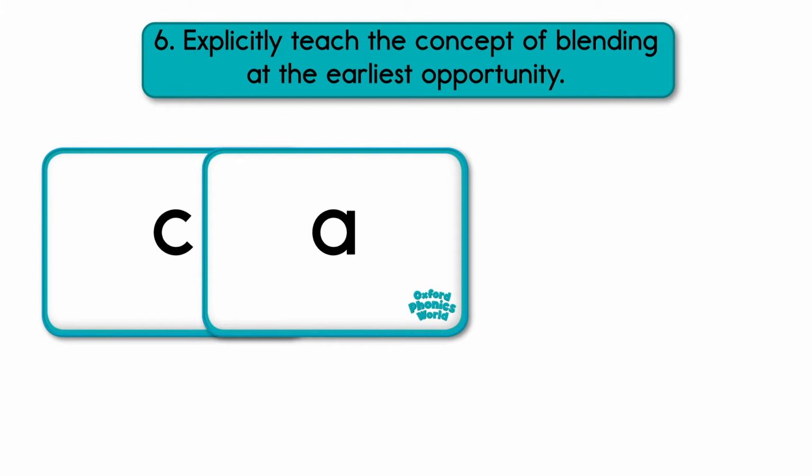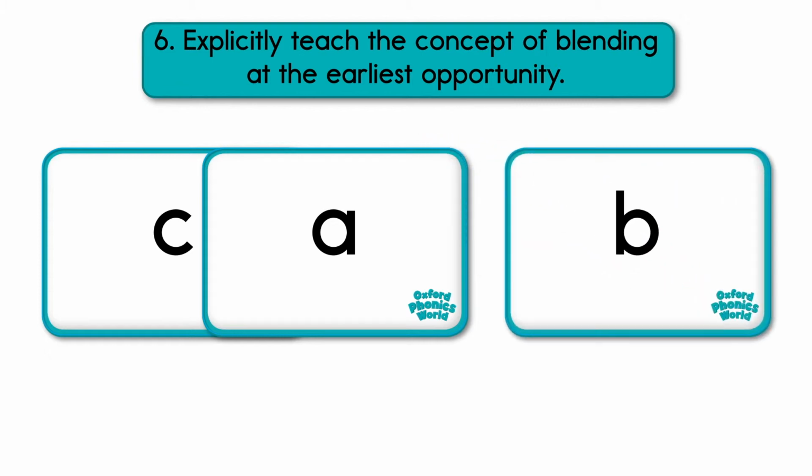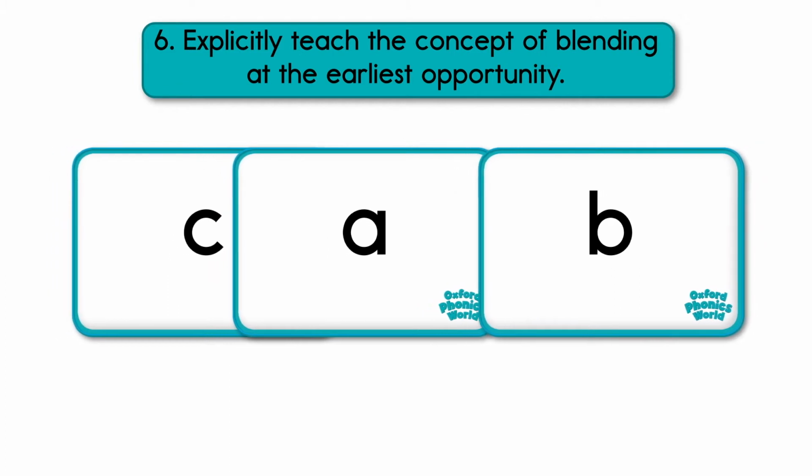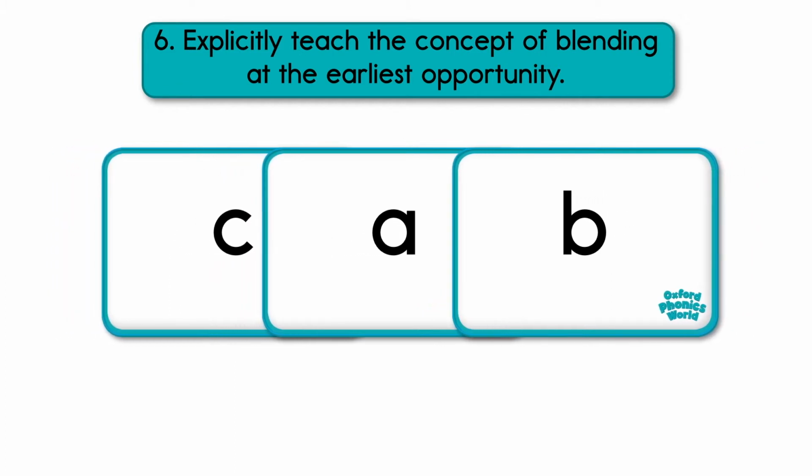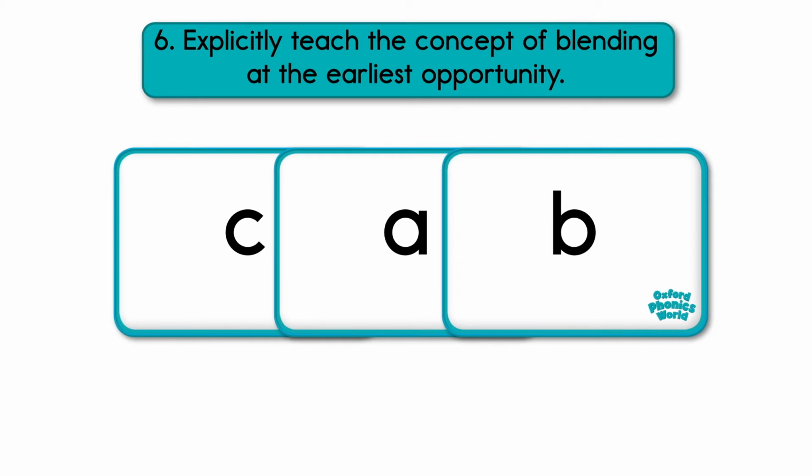Hold the flashcards C and A in your right hand and the flashcard B in your left hand. Then move the flashcard B towards the flashcards C and A until all 3 flashcards are joined in the middle to form a word, cab.